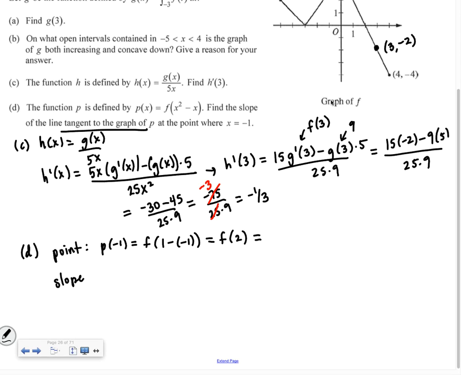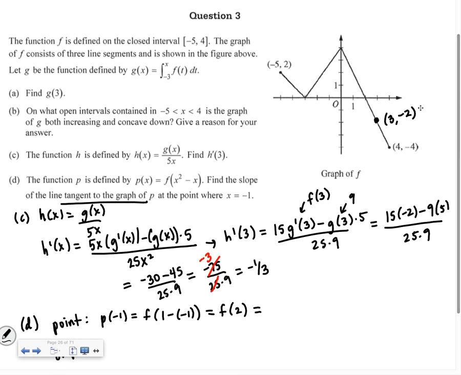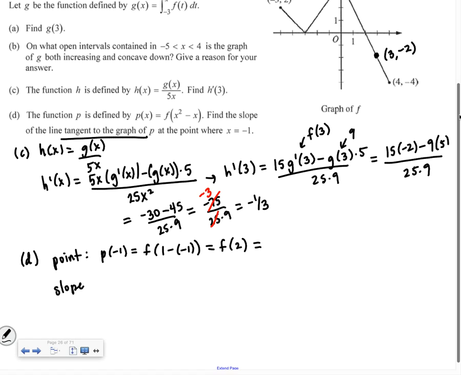So looking at our picture, f of 2, do you see it? It is equal to 0. Oh, I'm just finding the slope. I thought I was finding the point. That's fine. If I was finding f of 2, it would be 0. And then the slope is going to be p prime of x, which involves the chain rule. So a lot of you still have trouble with the chain rule, so be very careful. I always think about it as if it was like sine. So if I had sine of x squared minus x, you know how to take the derivative of that.